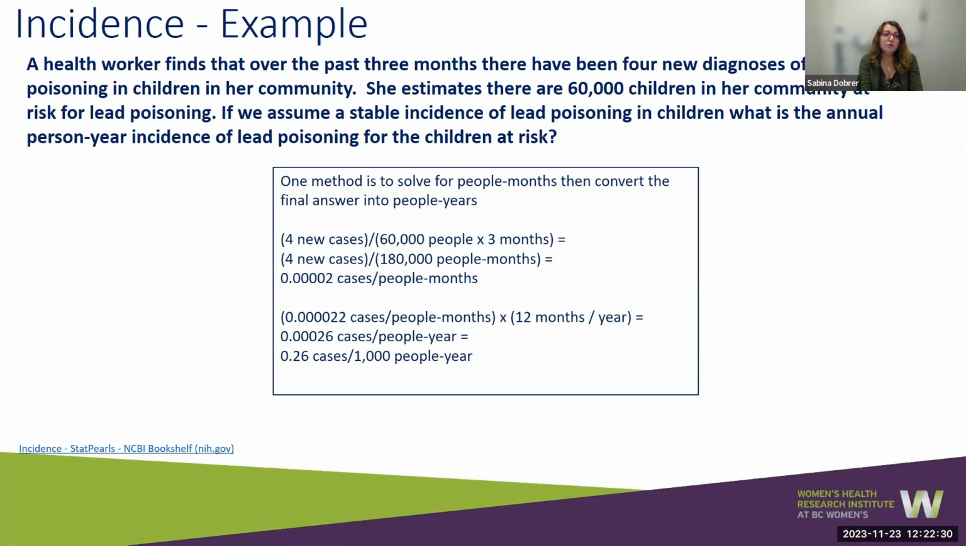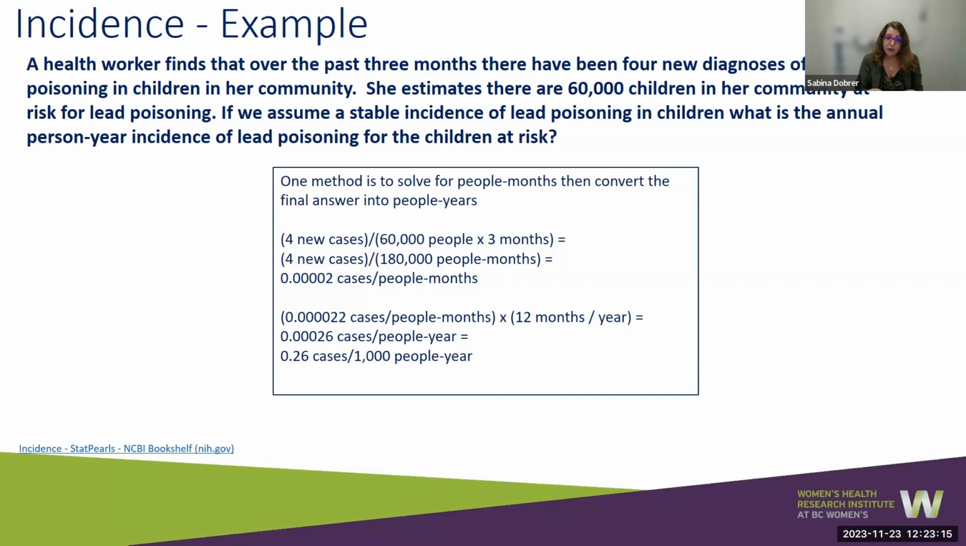For example, here I'm going to give a simple example of calculating the incidence in specific ways and adjusting the time frame. For example, a health worker finds that over the past 3 months, there have been 4 new diagnoses of lead poisoning in children in her community. She estimated there are around 60,000 children in her community that are at risk of lead poisoning. If she assumes a stable incidence of lead poisoning over time, she can calculate the annual person-year incidence of lead poisoning for the children at risk in her community.